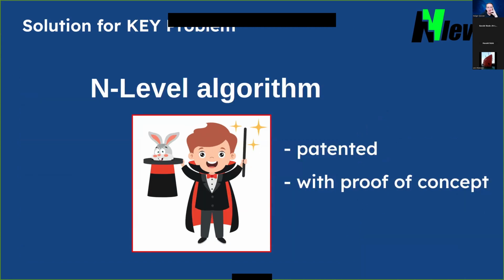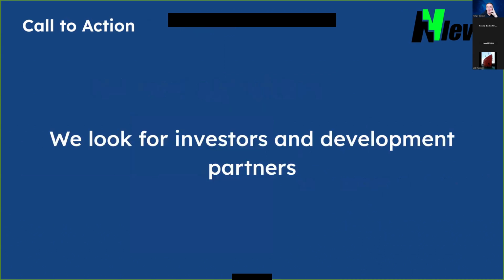And how are we so fast in adapting, especially for multiple currents at the same time? Charging a mobile phone and driving a microwave at once is done by our patented N-level algorithm. Today, we are looking for investors and development partners to apply and adapt our technology. And now I'm open for Q&A.